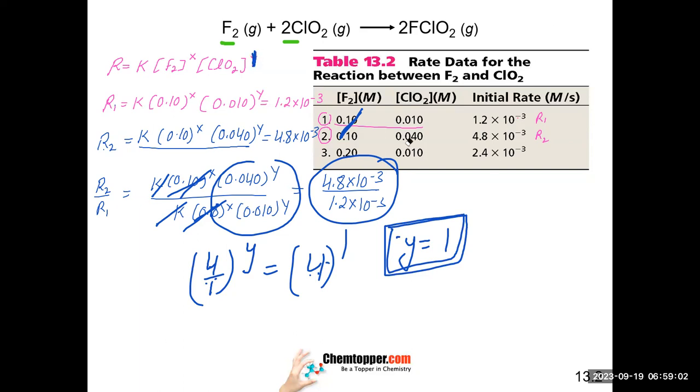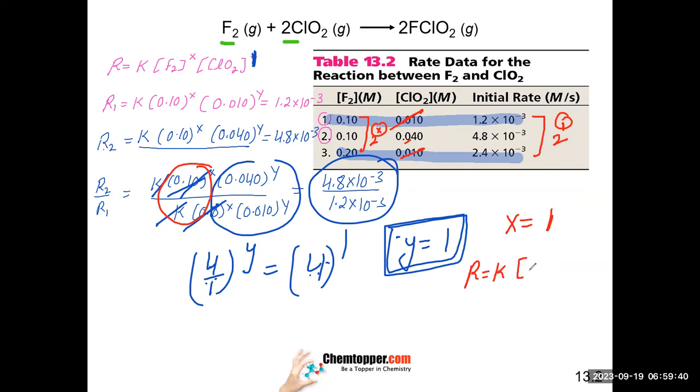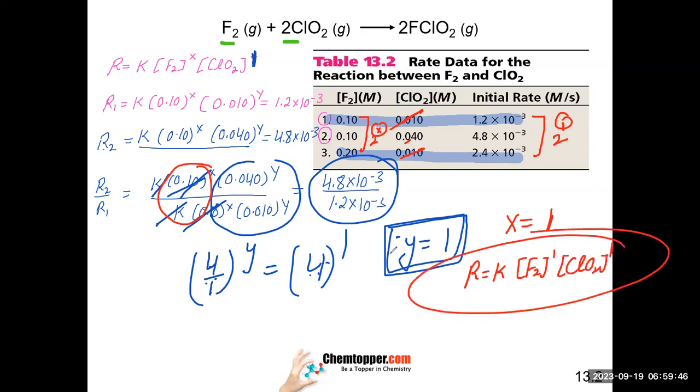Similarly, you can take the ratio of the rates of experiment 1 with experiment 3. Now here I'm going to show you the shortcut. Now ClO2 is not changing, cancelled the way this is cancelled. What is happening to the F2? It is doubled. What is happening to the rate? It is doubled. So what's the value of X? That is also 1. 2 raised to power X is 2 raised to power 1. X is 1. So what's the rate law? K times concentration of F2 raised to power 1, ClO2 raised to power 1, like this.